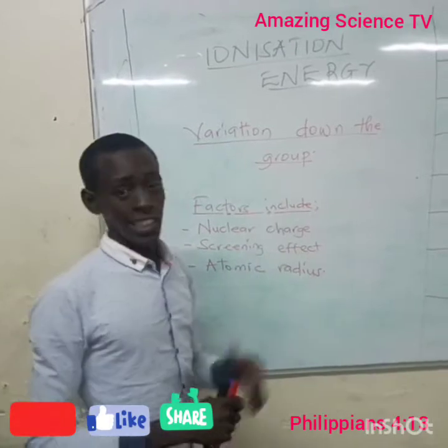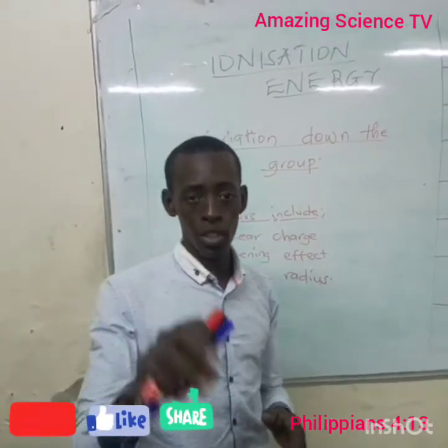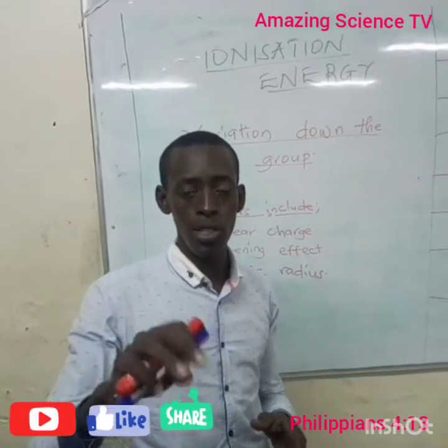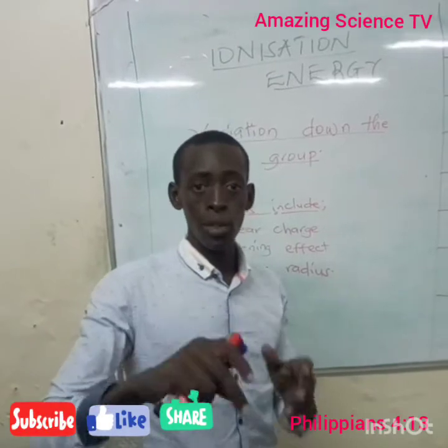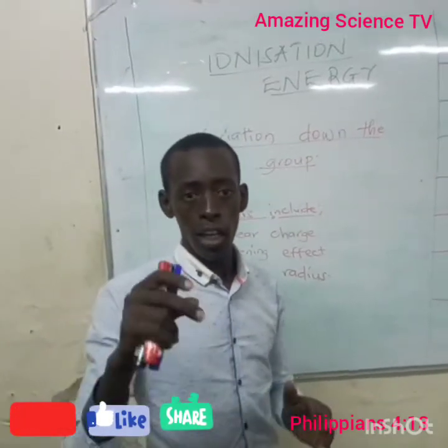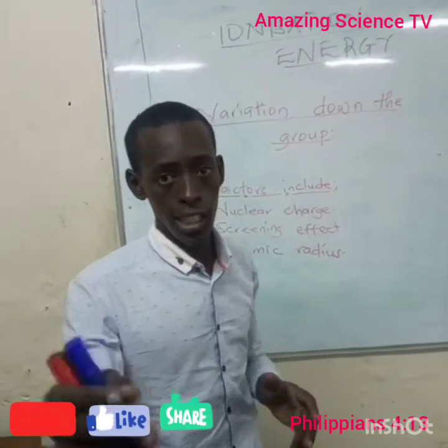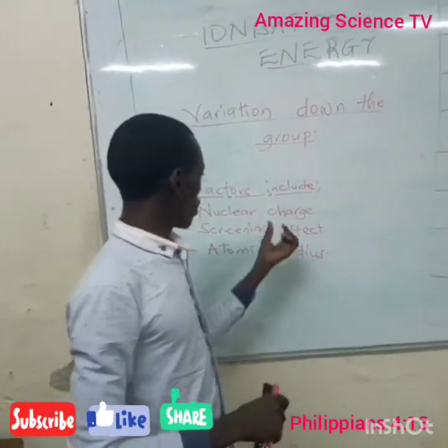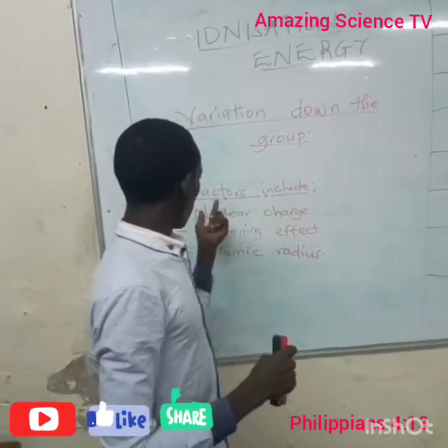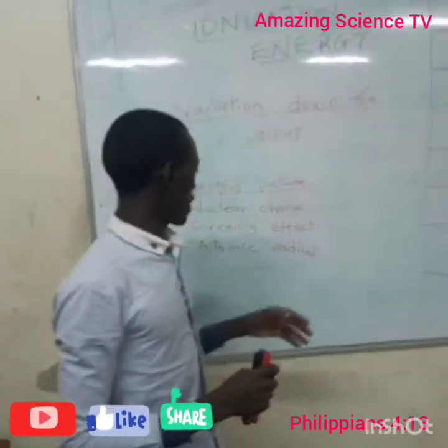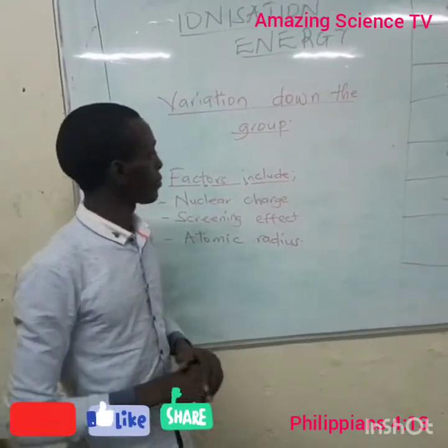So what is ionization energy? To make a recap, ionization energy is the minimum amount of energy required to remove the most loosely bound electrons from the outermost shells of a neutral gaseous atom to form a positively charged gaseous ion. Also, to recap the factors that affect ionization energy, we say nuclear charge, screening effect, and atomic radius.